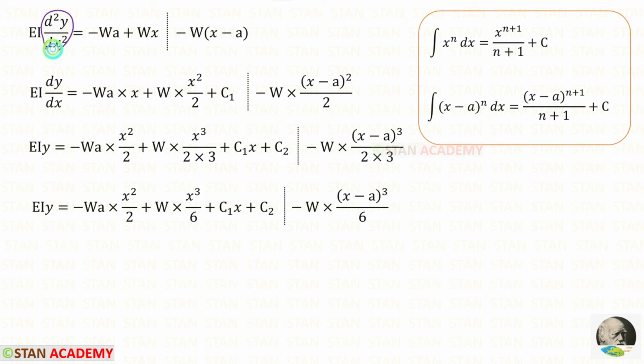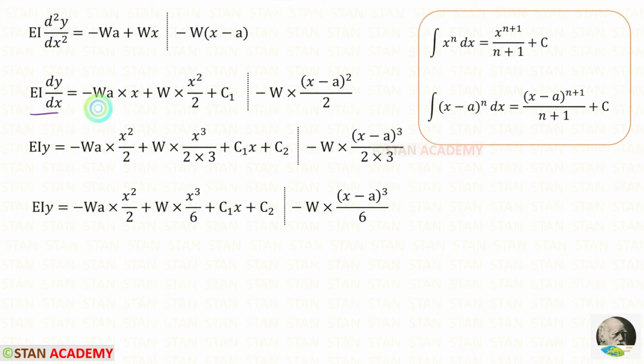When we integrate this, we will get dy upon dx. We can integrate these two terms using this formula, and we can integrate this term using this formula. In this term, there is no x, so the integration will be x. When we integrate x, it will be x square upon 2. C1 is the constant. When we integrate this, we will get this.